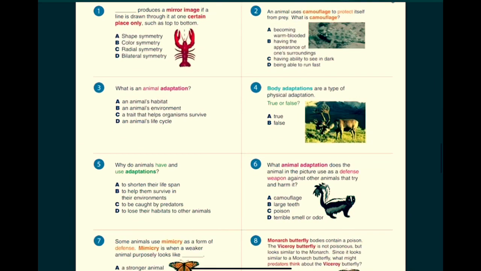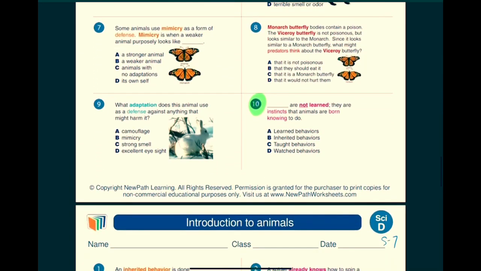All right, page 6, question number 10. Blank are not learned. They are instincts that animals are born knowing to do. To me, it sounds better if you say knowing how to do, but they're born knowing to do. So what is something that's not learned? Learned behavior, inherited behaviors, taught behaviors, watched behaviors. Something that is not learned. All right, let's go back to that section.